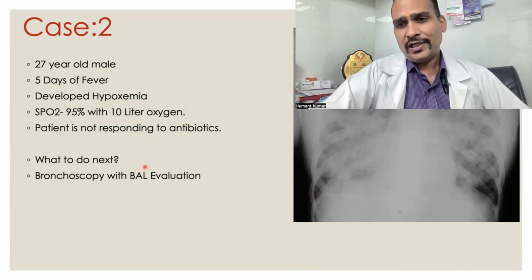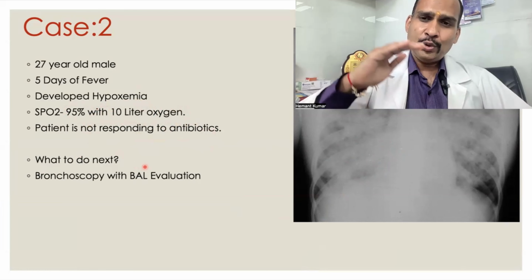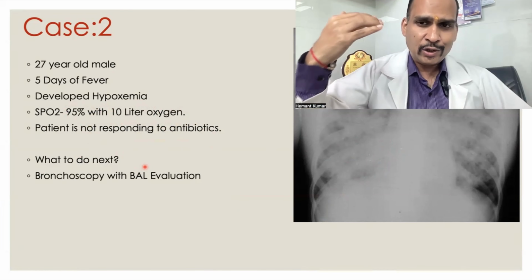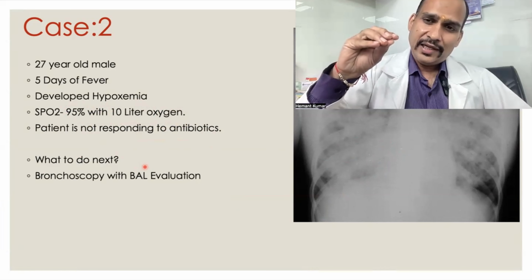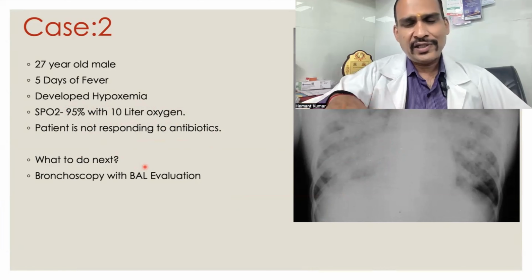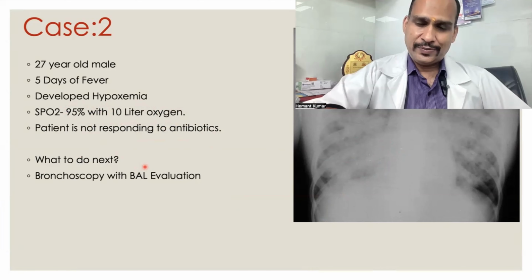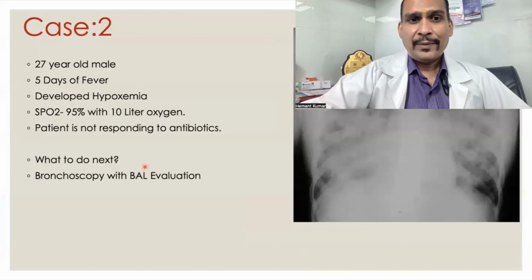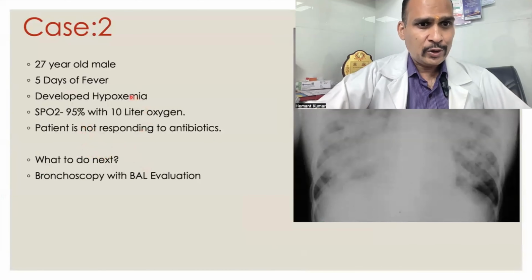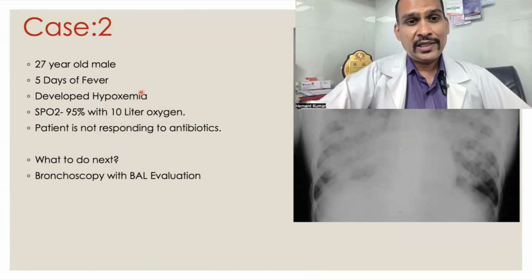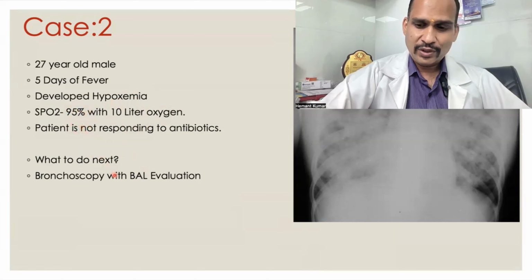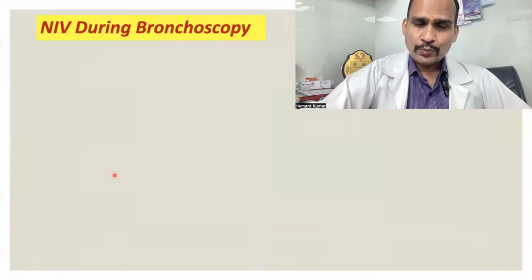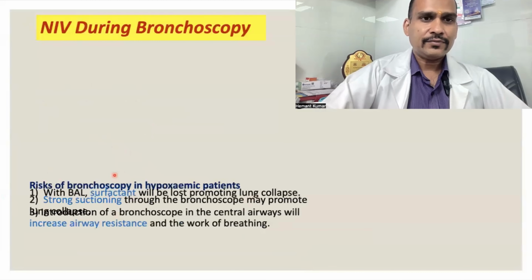So what do we do next? Obviously we have to identify the specific microorganism for treatment purposes, because only if you give the exact treatment will the patient respond. So we need to do BAL, we need to do bronchoscopy. But will you do bronchoscopy when the patient is on 10 liters of oxygen and maintaining just 95% saturation? Okay, so we can do bronchoscopy with the help of NIV.